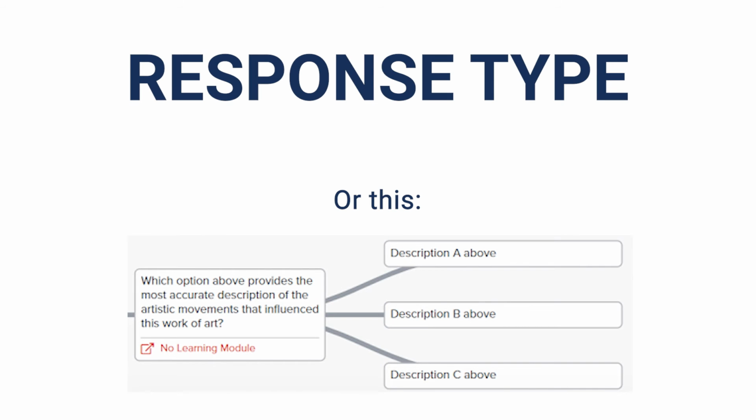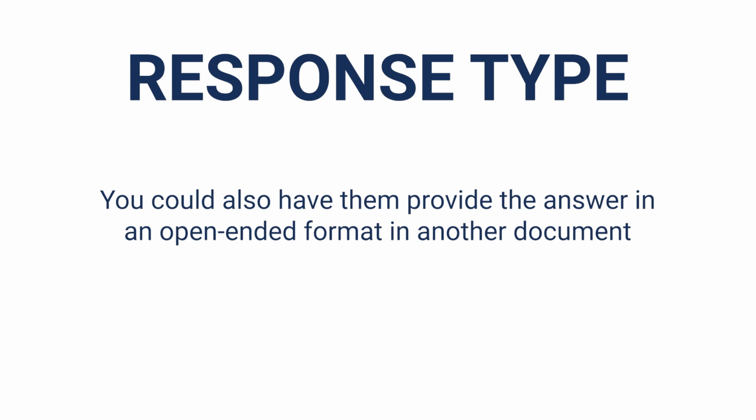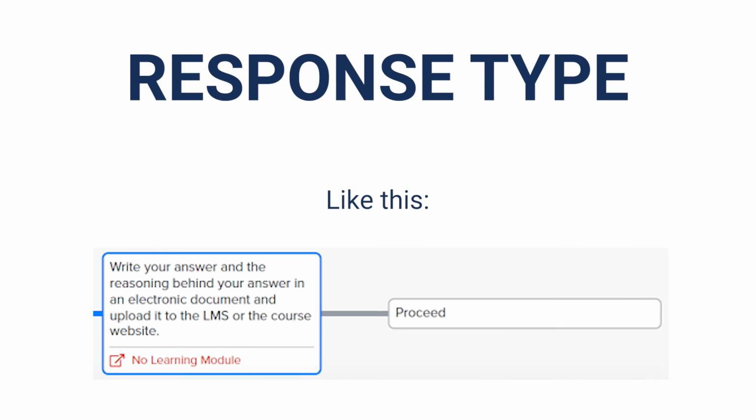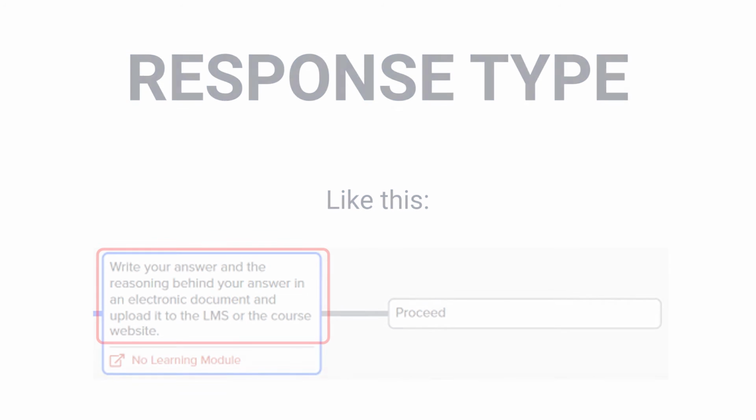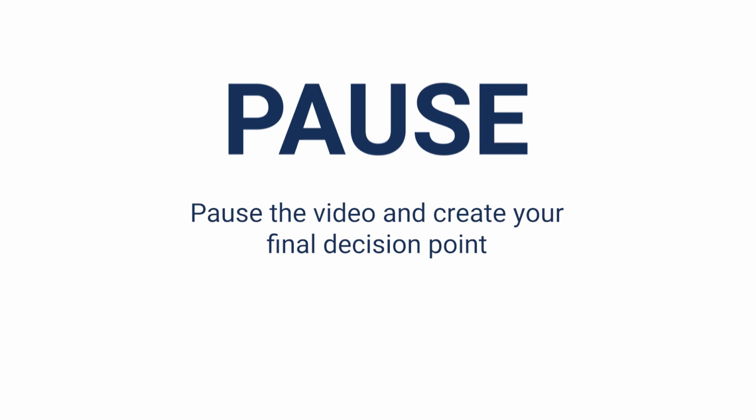Or a longer ABC response like this. Which option above provides the most accurate description of the artistic movements that influence this work of art? Description A, B, or C above. You could also have them provide the answer in an open-ended format in another document, like this. Write your answer and reasoning behind your answer in an electronic document and upload it to the Learning Management System or the course website. Pause the video and create your final decision point in the software.